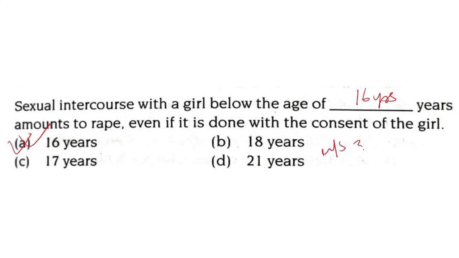Under Section 375 of IPC, it is provided that if sexual intercourse with a girl below the age of 16 years is done even with the consent of the girl, it amounts to rape because a girl below 16 years of age is not informed enough to give consent. Therefore, it is amounting to rape.